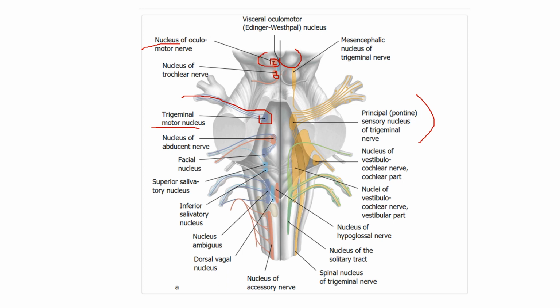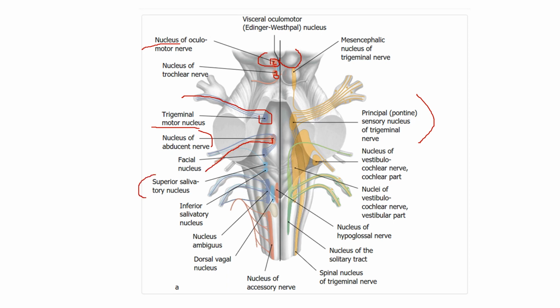You can see the nucleus of the abducens. Oh, oops, not over there. Let's erase that. The nucleus of the abducens nerve here. Okay, and then the axon coming out that way.